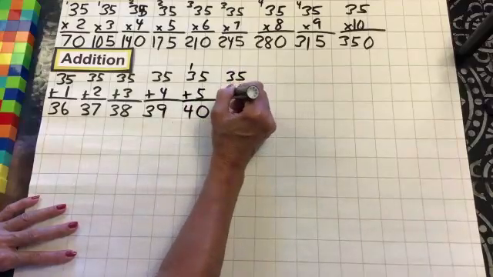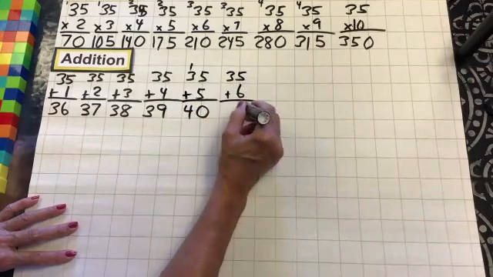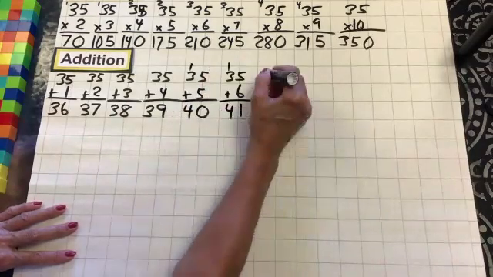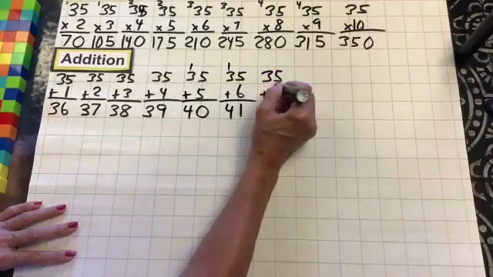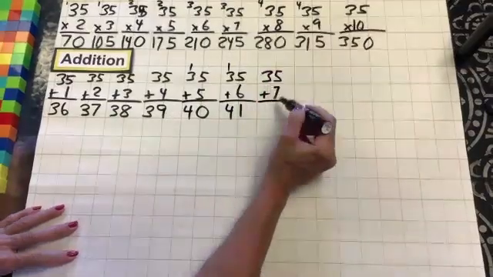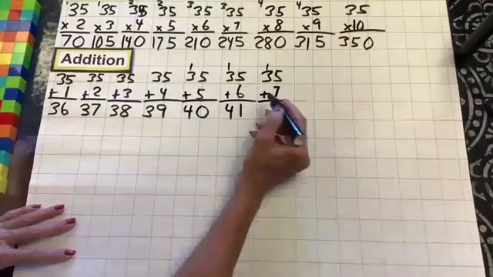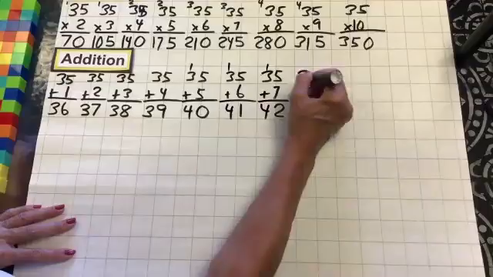35 plus 6. 5 plus 6 is 11. Drop the 1, carry the 1. 1 plus 3 is 4. 35 plus 7. 5 plus 7 is 12. Drop the 2, carry the 1. 1 plus 3 is 4.